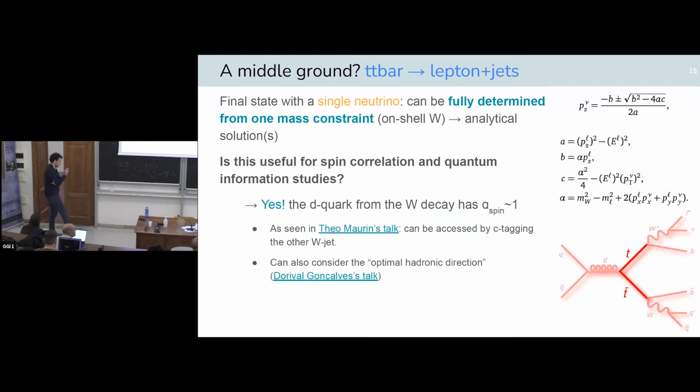Okay, so we've discussed all-hadronic TT bar, which has this problem of picking out the right combinations, and dileptonic TT bar, which has the problem of solving for the neutrinos. Maybe we can find a middle ground in lepton plus jets. So in the lepton plus jets final state, you have a bunch of jets on one side and a lepton and neutrino on the other. But here you can reduce the amount of assumptions that you make, because you can just ask for this W to be on shell, and then you get nice analytical solutions to your problem.